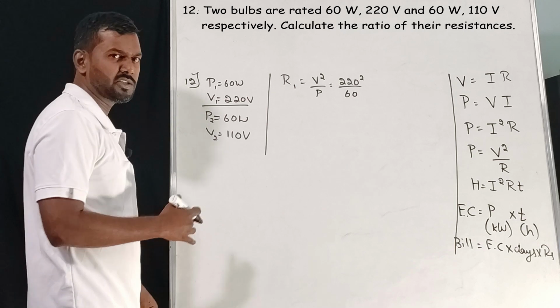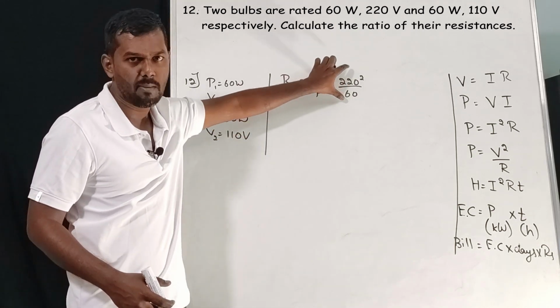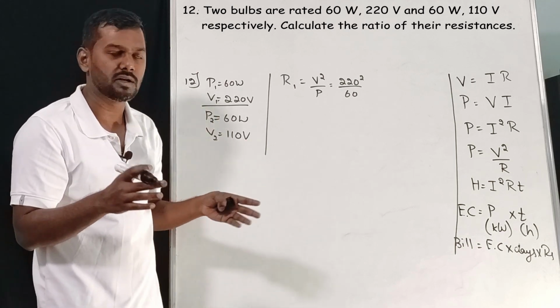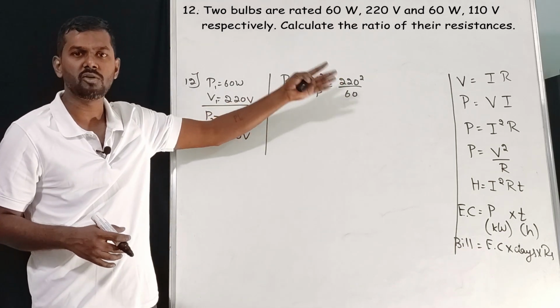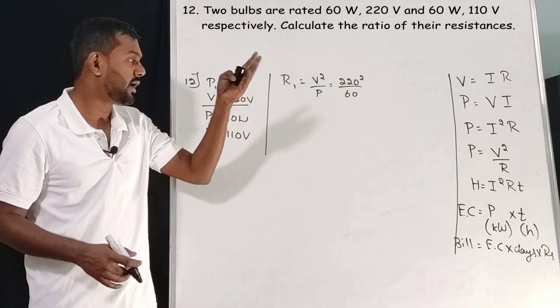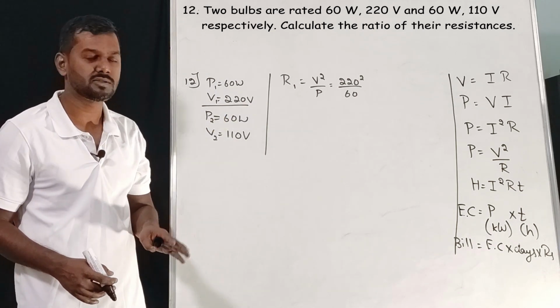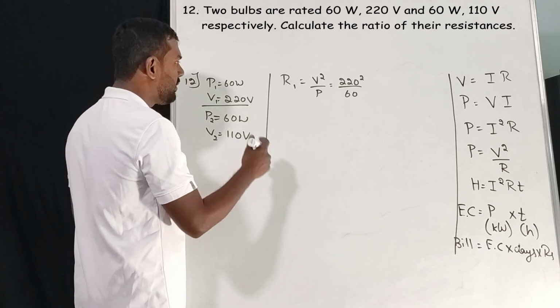See, when it comes to ratio, don't solve the numbers, okay? Don't solve it because somehow it is going to get cancelled. Because if you solve it, you may get a decimal value, and when you have to find the ratio with decimal values, it will be a very difficult task. So keep the answer like this only.